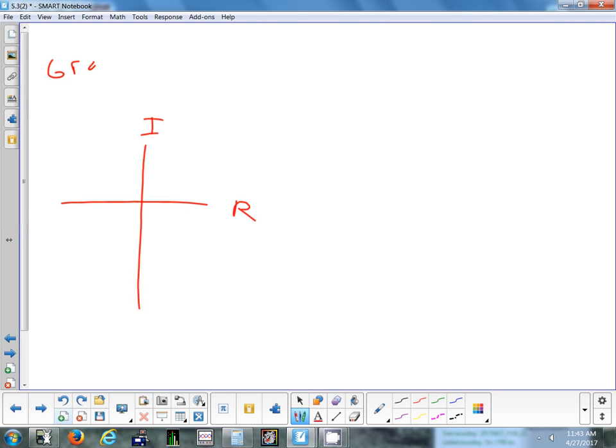So it would say something like graph 2 minus 4i. Okay, how would you graph that starting at the origin? What direction do I go first? Yep. Over which way? To the right 2. So right 2, okay? And then down 4. That's it. That's how you graph a complex number in the complex plane.